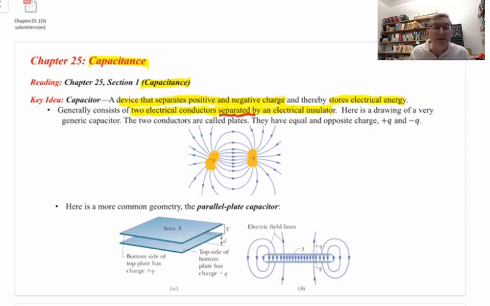And here's a drawing of a very generic capacitor. Not the kind we're actually going to study, but just a general one. The two conductors are drawn in kind of a gold or orange color. One of them has an excess charge of plus Q, and the other has an equal but opposite amount of excess charge, negative Q. And when you have a device called a capacitor, the two conductors that are charged like this are called the plates of the capacitor.